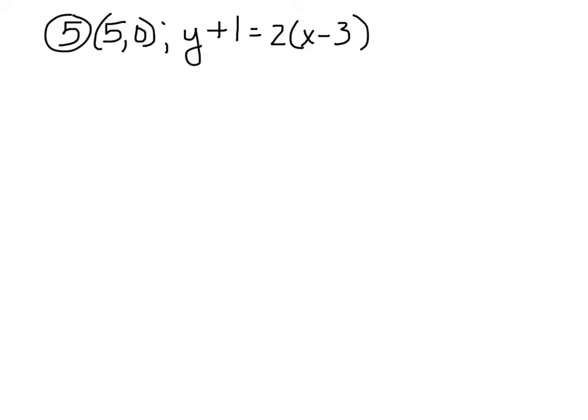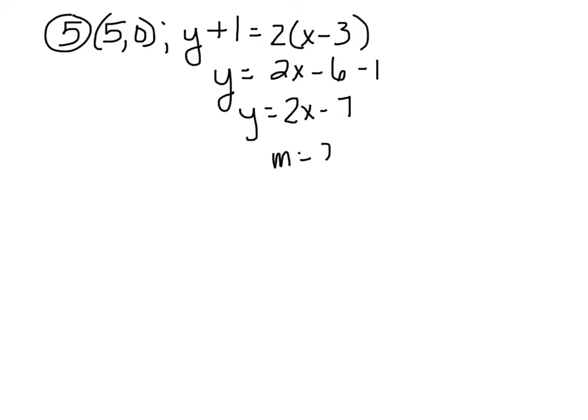Example number 5. We want to write an equation in slope-intercept form of the line that passes through the point 5, 0 and is perpendicular to the graph of the given equation. The first thing we have to do is solve the second equation for y. If I distribute, that's going to give me 2x minus 6, and I subtract the 1, so that will give me y equals 2x minus 7. So my slope is 2. I have to do the opposite reciprocal, therefore my slope of this line is going to be negative 1/2.